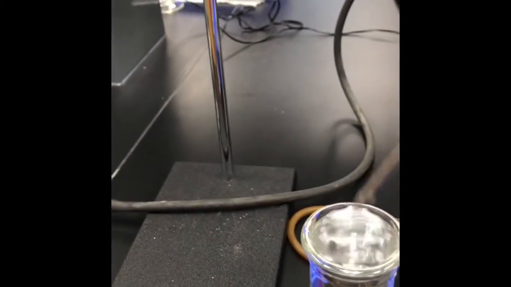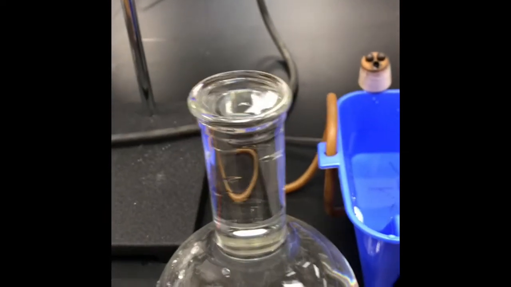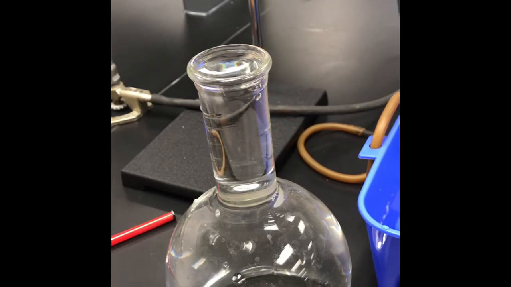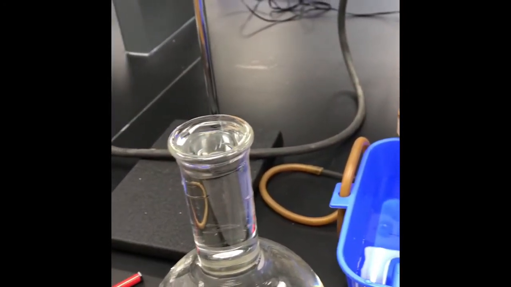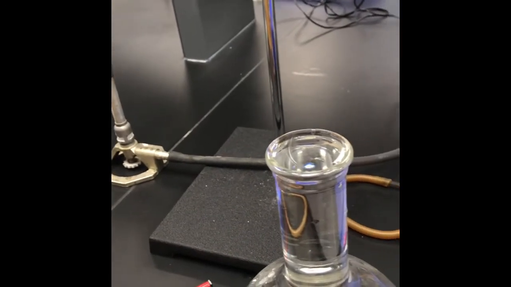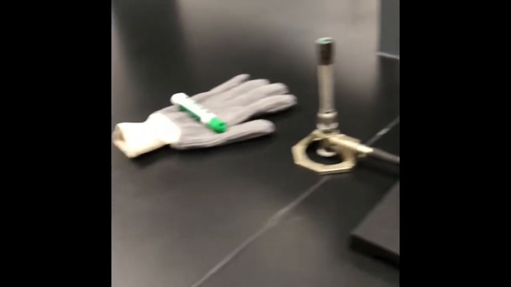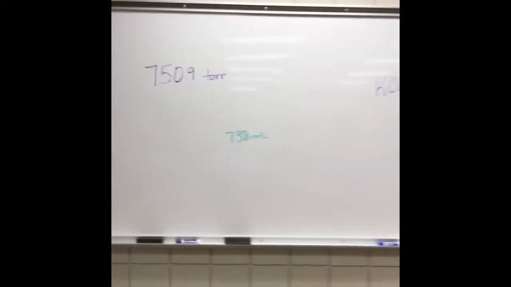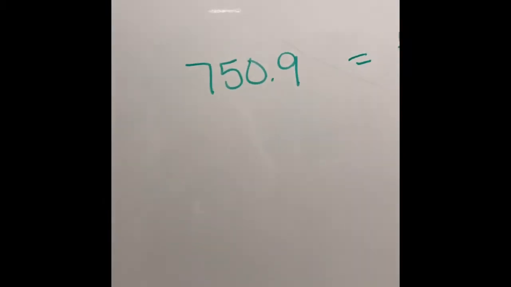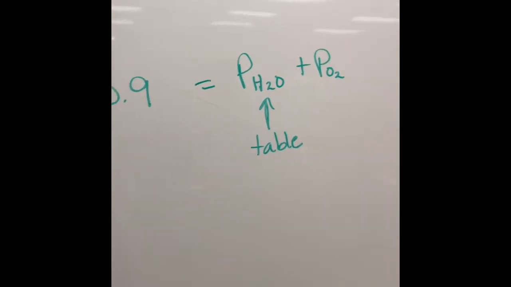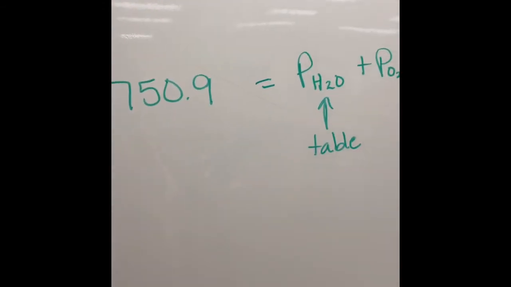You can use that number and match that up on the chart that's in your lab to find the vapor pressure of water. And then to find the pressure of the oxygen gas, you have the pressure of the water vapor, the vapor pressure that you just found on that chart. That adds together with the oxygen to get the total. So 750.9 is the total. The pressure of the water you're going to look up on the table, and then you're going to find the pressure of the oxygen.